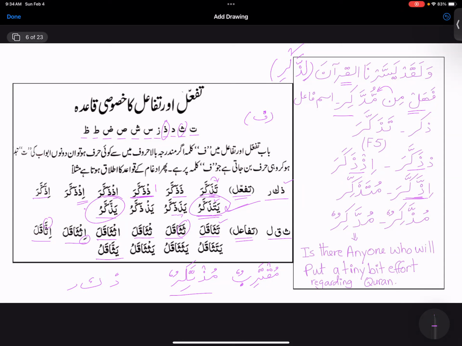Iddakara. And from iddakara it becomes muddakirun, right? Fahal mim muddakirun. So that's why we are saying, is there anyone who is going to put a little bit of effort to do anything related to Quran? Subhanallah, right? So where is the little bit of effort coming from? Because of the change that happens in that word.